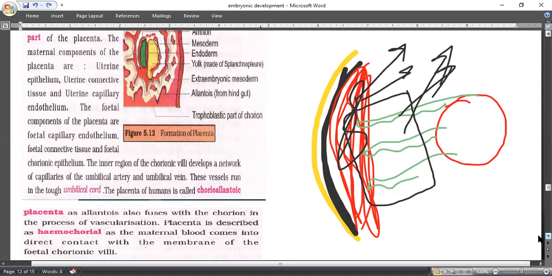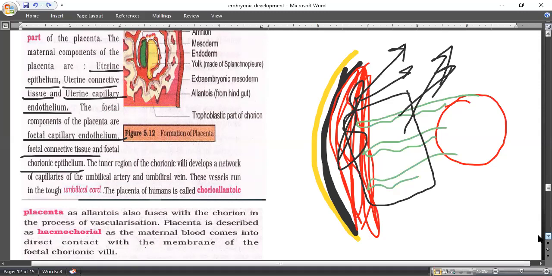Okay. Fetal components. Fetal components are nothing but chorion, chorionic villi, the fetal capillary endothelium, fetal connective tissue, fetal chorionic epithelium. This is from the baby side. From the mother side: uterine epithelium, uterine connective tissue, uterine capillary endothelium. Simply what I said, from the mother side, endometrial layers. From the baby side, chorionic layers.